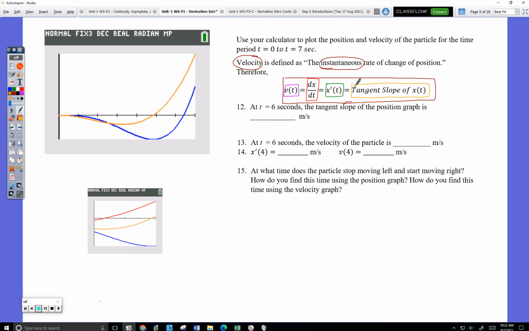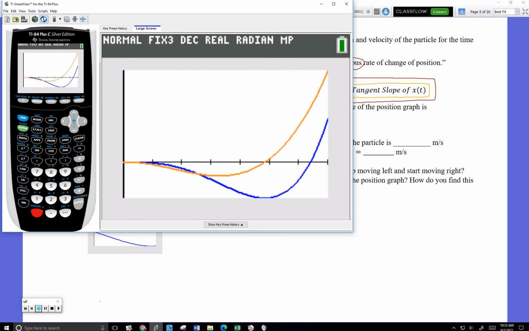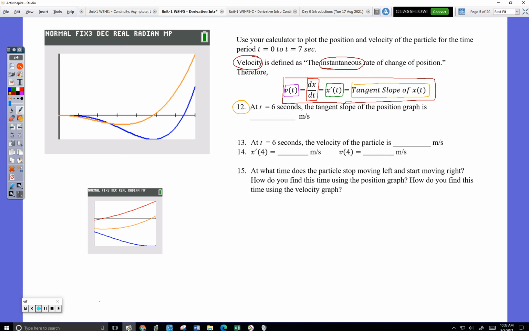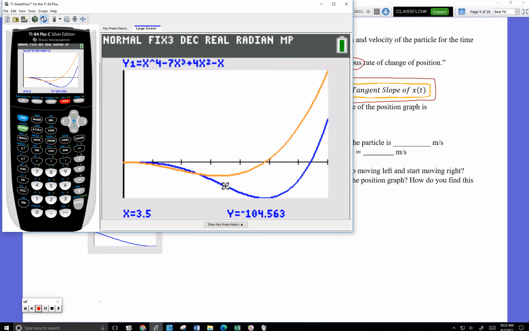It says at t equals 6 seconds, the tangent slope of the position graph is what? So new thing here, I don't think you've ever done this. So on your calculator, we're going to go to a time of 6 seconds. So we hit trace, and we're supposed to be finding the tangent slope of the position, just like it says here in orange. We're finding the tangent slope of the position. So on my calculator, I'm going to go to time equal 6 on the position graph. I am trying to find the slope of the graph at that point, at that instant.